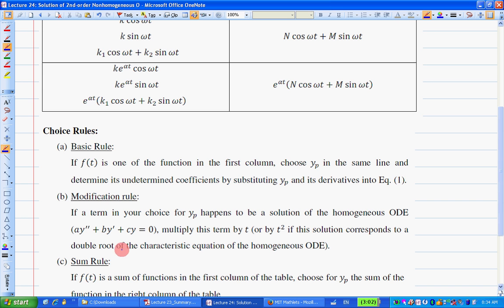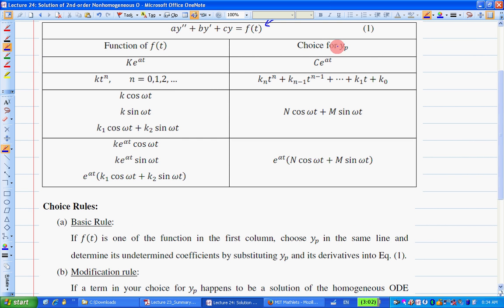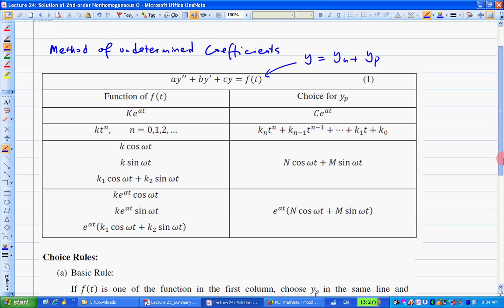Modification rule. Basically, you don't stop there. You have to look at the specific situation to see whether you need to apply the second and third rules or not. The second rule is called the modification rule. It says if yp duplicates one of the solutions, or even both of them, from yh, then you need to multiply the yp by t or t squared, depending on how many times it duplicates. If it duplicates once, multiply by t. If it duplicates twice, multiply by t squared. We'll look at the situations.